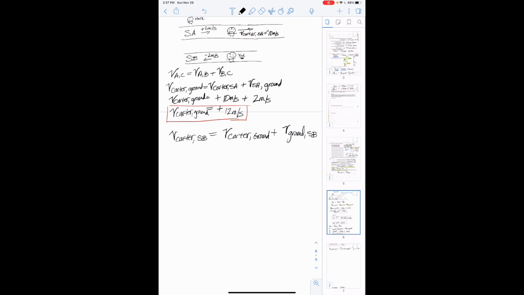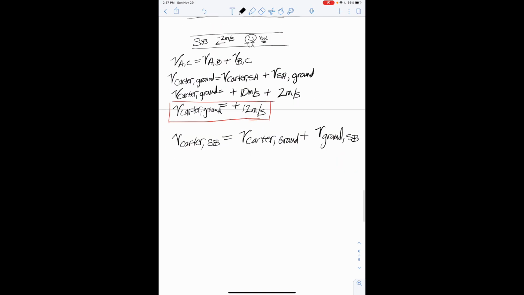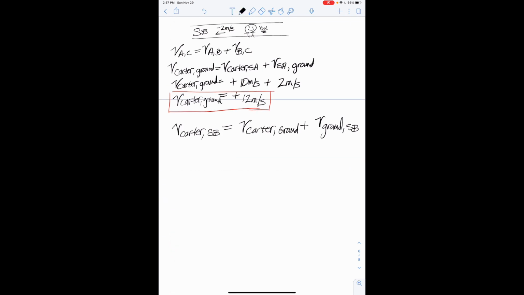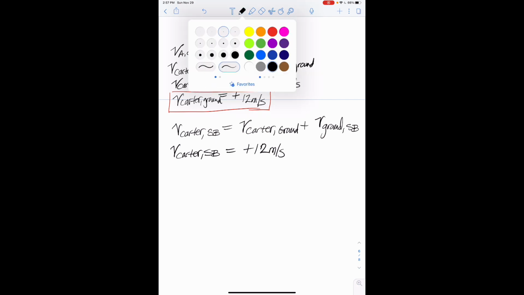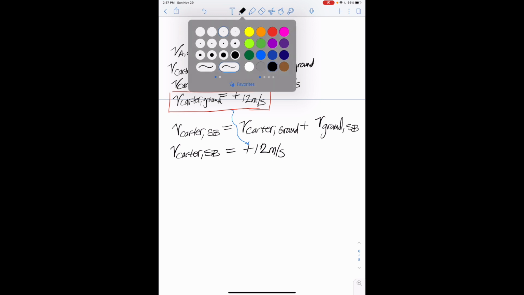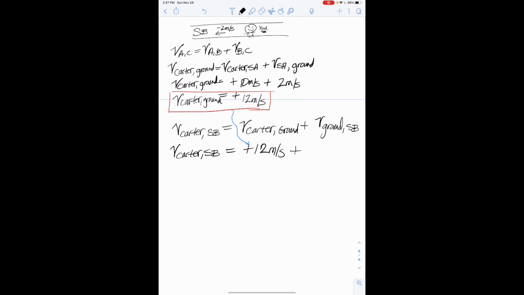All right. So what we're saying then, let me erase this really quick. What we're saying then here is the velocity of Carter relative to sidewalk B is equal to the velocity of Carter relative to the ground, which is our positive 12 meters per second, right, from before. All right, so I just brought that down here, plus the velocity of the ground relative to sidewalk B.